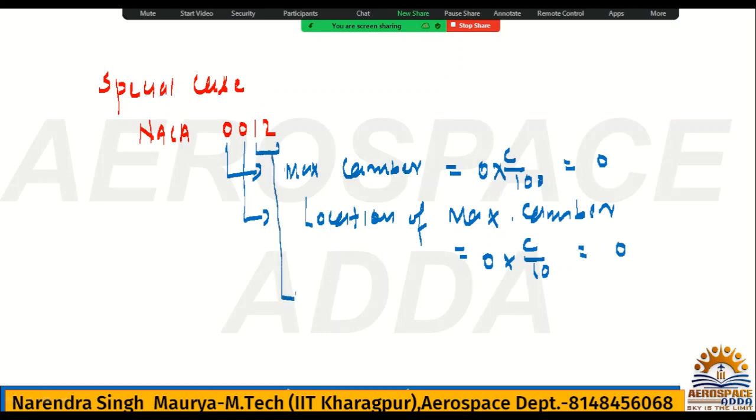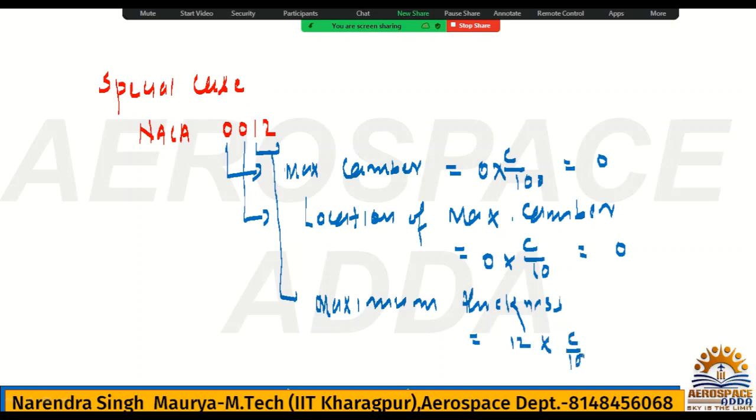Last, the maximum thickness. What was that digit? 12 into C by 100, so you get 0.12 of the chord. So thickness you got, but there is no camberness. Obviously, if there is no camberness, the maximum camber will be 0, and so the location will also be 0.